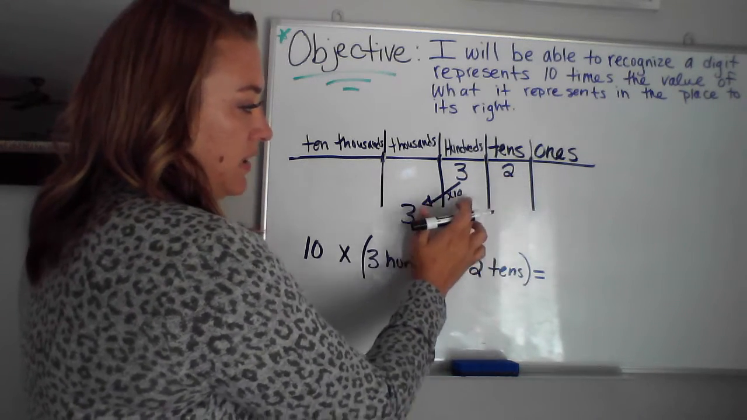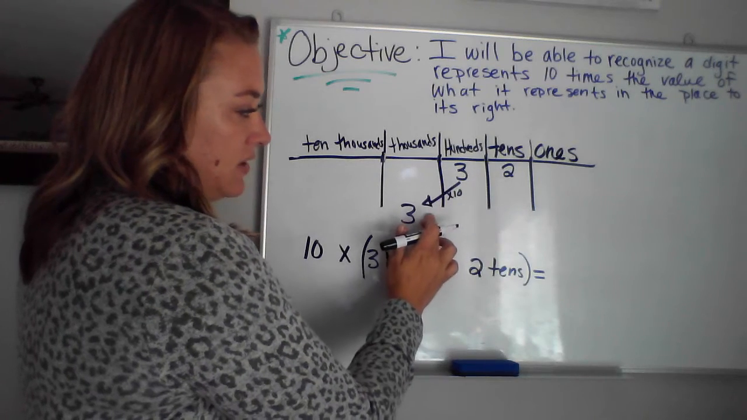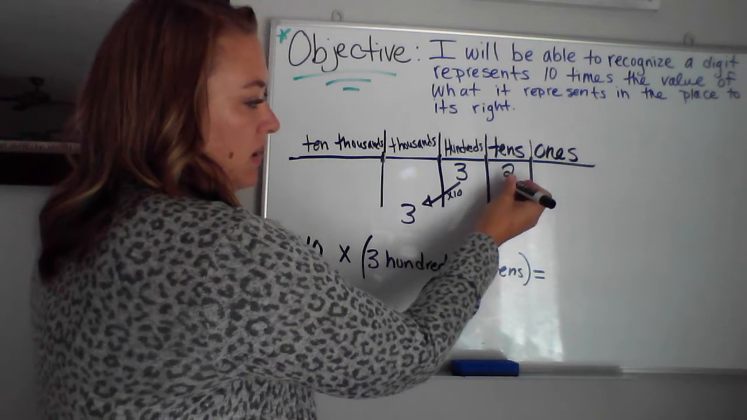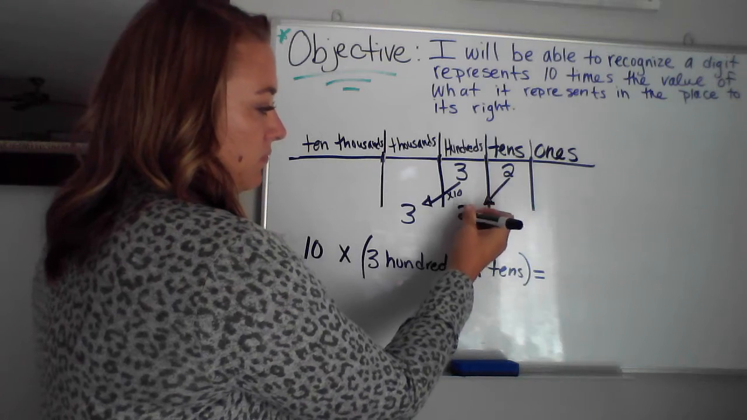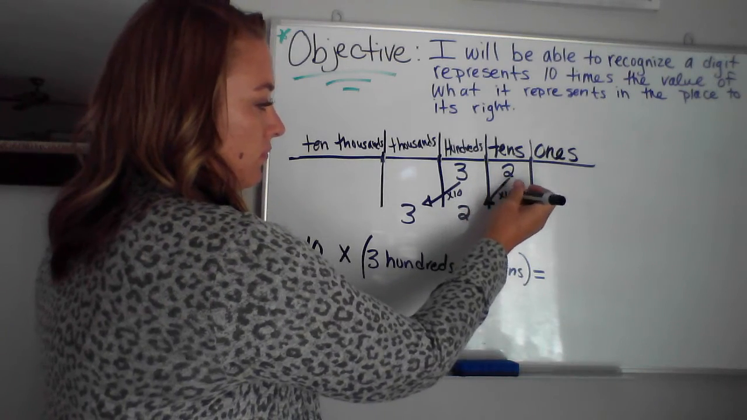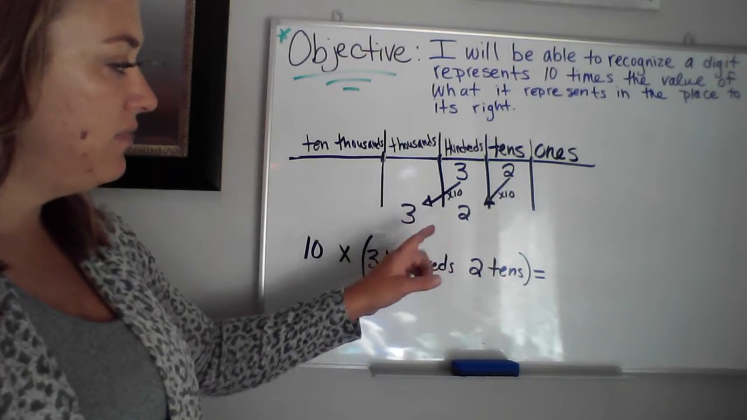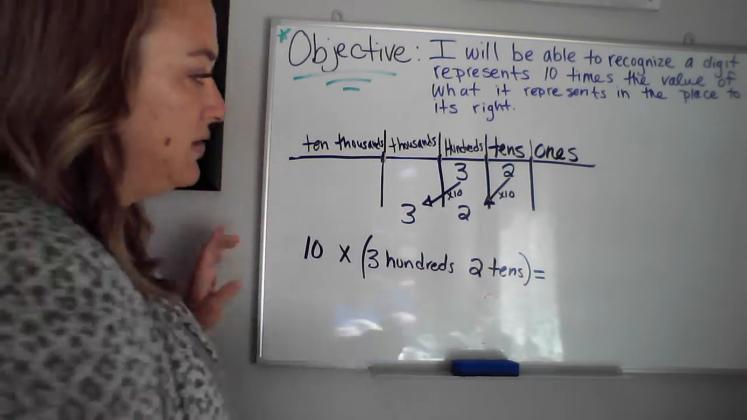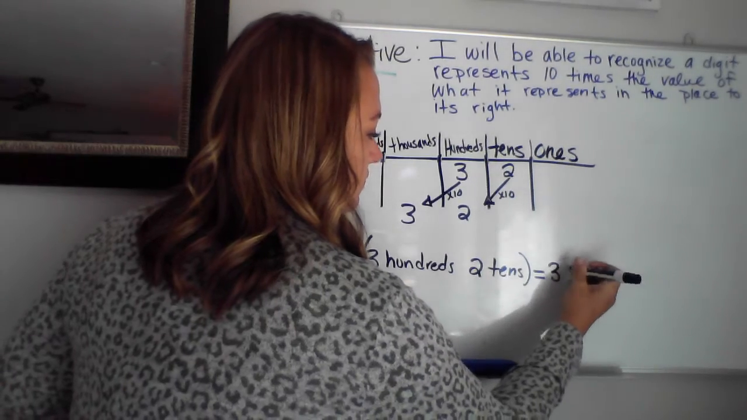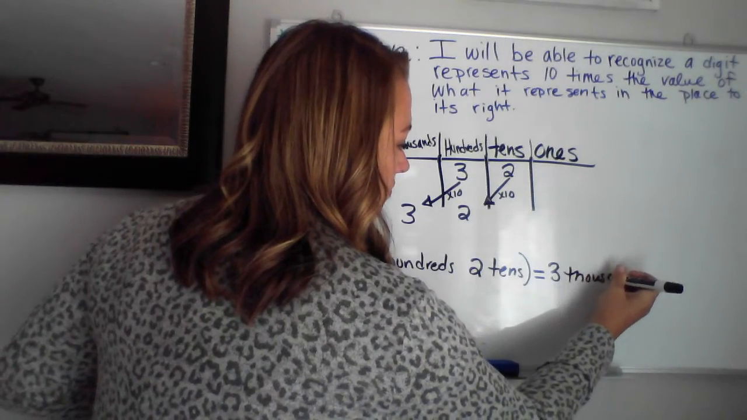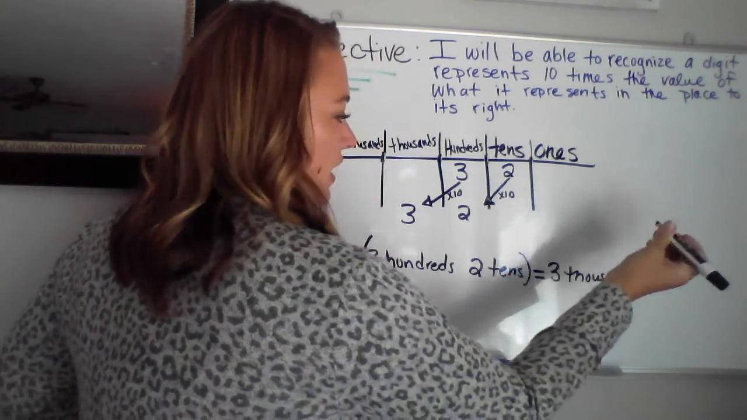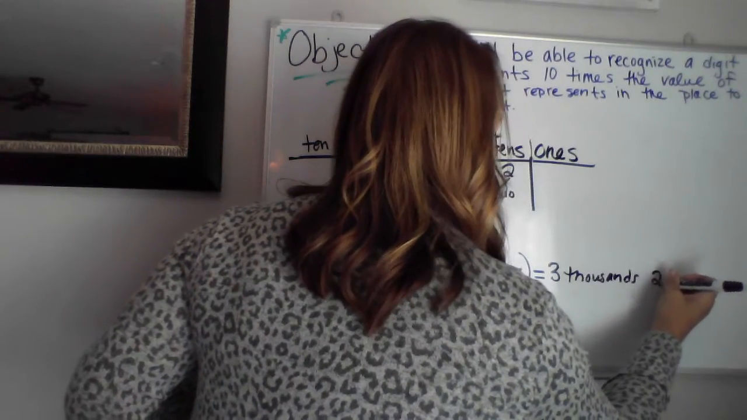And I have to do that with each digit. So my 3 moved to the left 1 place value. My 2 needs to do the same. So 10 times 300s and 2 10s is going to give me 3,000s and 200s.